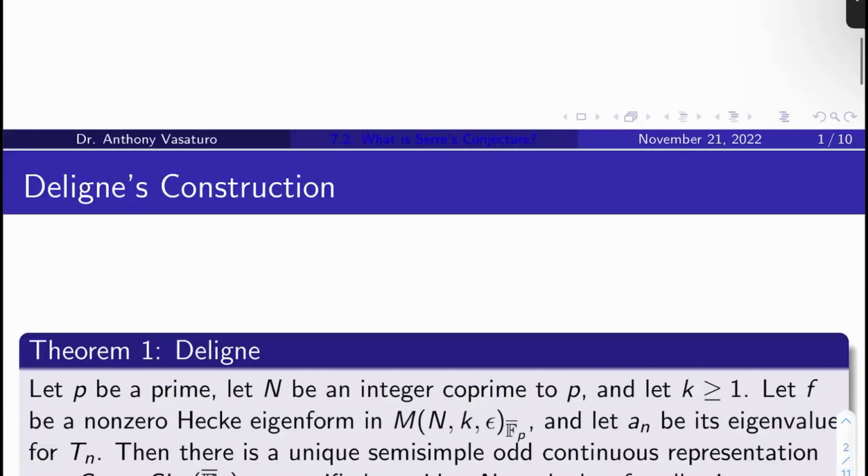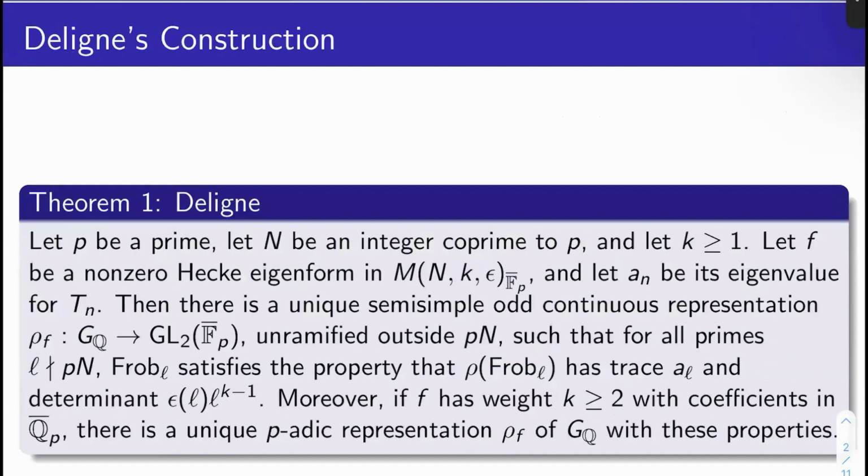Okay. So first of all, what is Deligne's construction? This is sort of a big motivator here. So theorem one, Deligne: let p be a prime and let N be an integer prime to p. Okay. And then we'll take an integer k at least one. We'll let f be a non-zero Hecke eigenform in M of N, k, epsilon over F_p bar.